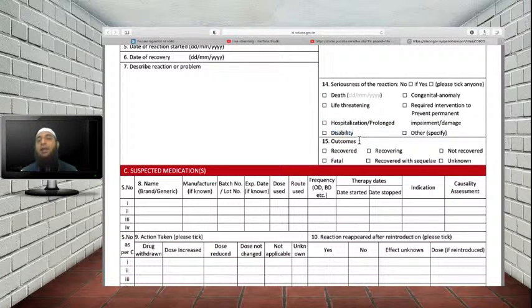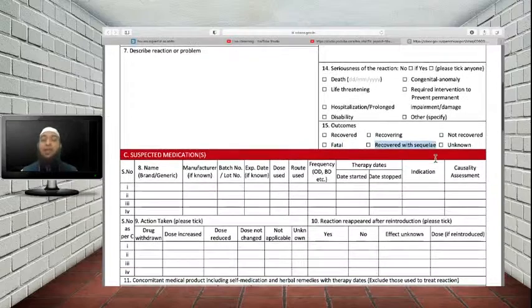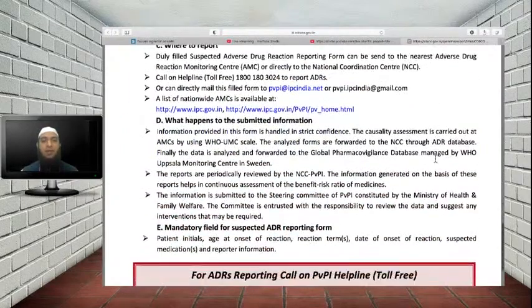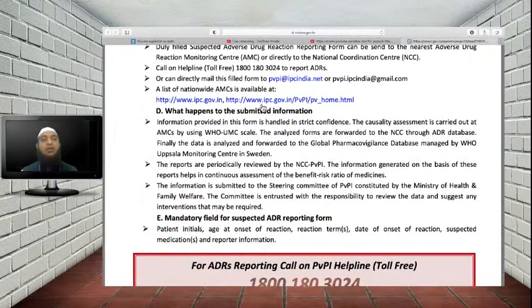Then at the end you can write about the outcome: whether the patient recovered or is recovering, not recovered, or the ADR is very fatal and not recoverable, right? Then recovered with sequelae, or unknown. If that is the case, that also can be reported in an adverse drug reaction. Once you fill this form, it can be sent to the AMC, that is the Adverse Drug Reaction Monitoring Center, or to the NCC, the National Coordination Center, or you can just email the form to pvpi@ipcindia.net. This is the email ID for the Pharmacovigilance Program of India, right?